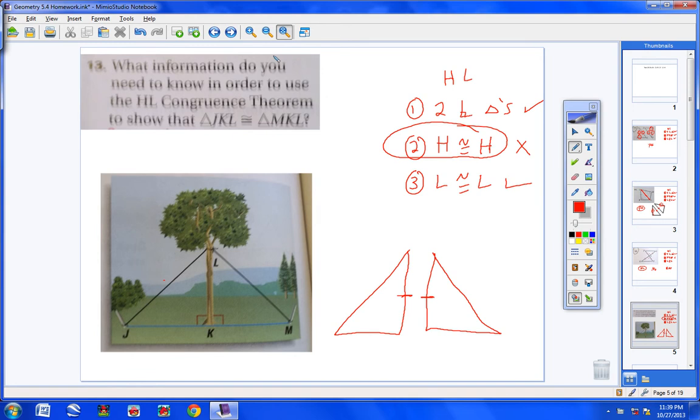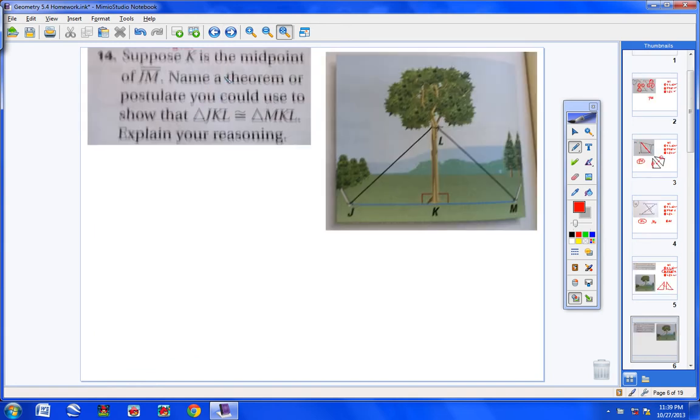All right, let's continue on and take a look at number 14. Suppose K is the midpoint. Now I'm going to stop right there and mark K is the midpoint of JM. What that means is K is right in the middle of this whole segment. If K is in the middle, then that stands to reason that K splits JM up into two congruent segments. So I can definitely say that JK is congruent to KM because K is right in the middle.